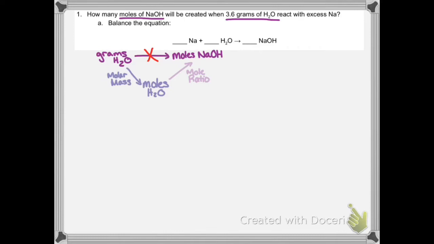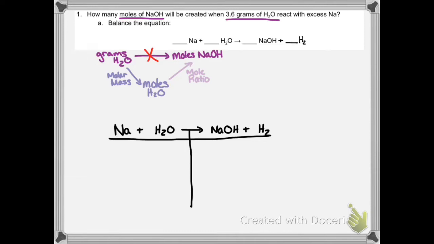So if we can do this reaction, we can have all this happen. What we're going to do is set up our balanced equation. So to set up our balanced equation, we have our Na plus our water, and that's going to make our NaOH and our hydrogen gas. When we do this, we're going to set up our T-table, and then we're going to figure out how many sodiums, hydrogens, and oxygens we have on each side.